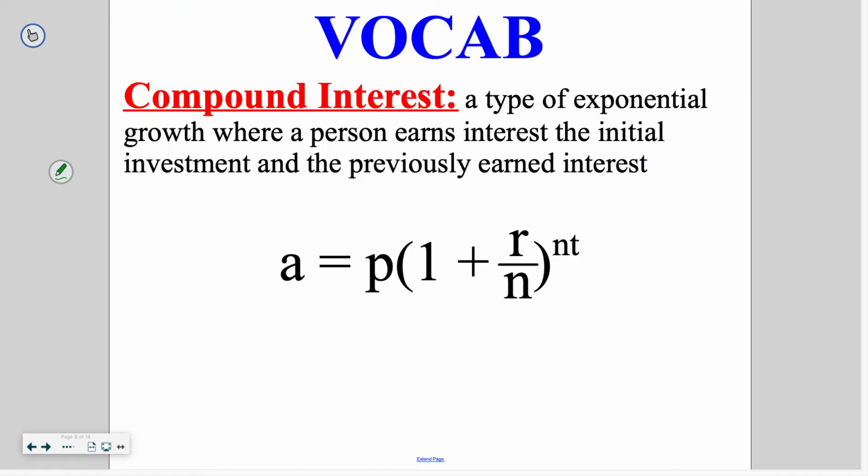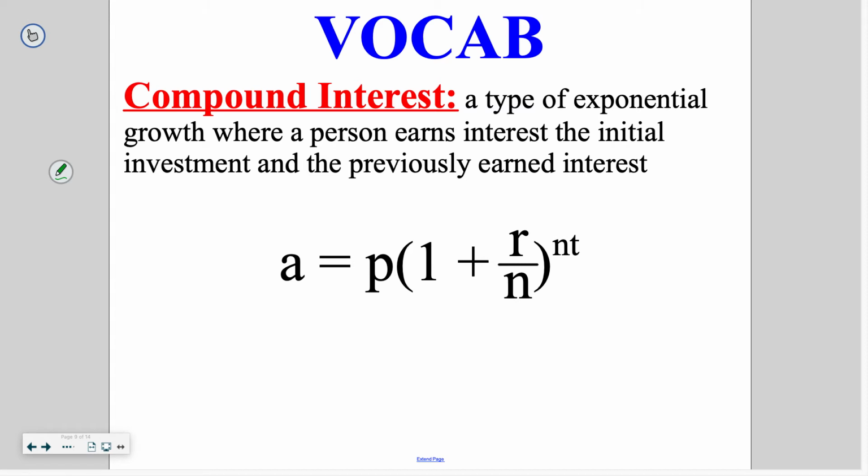The last type of exponential function we're going to look at is the compound interest function. This is a type of function where a person earns interest on the initial investment and on the interest previously earned. So what this is saying is if you put $100 in the bank and then the bank pays you $10 of interest, next time they're going to pay you interest on all 110 of your dollars instead of just the initial $100 that you put in.